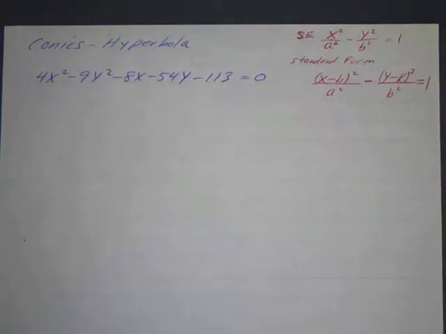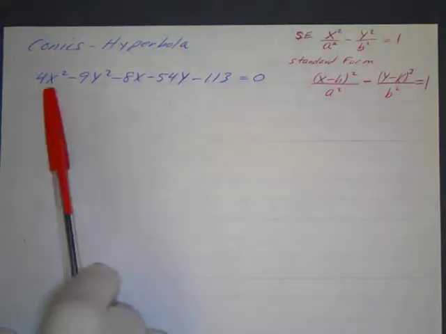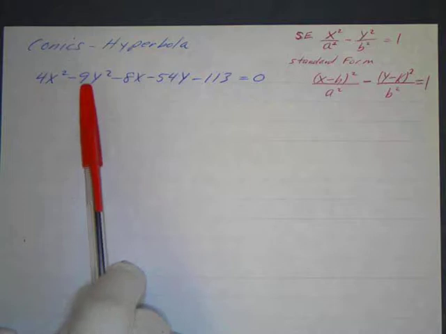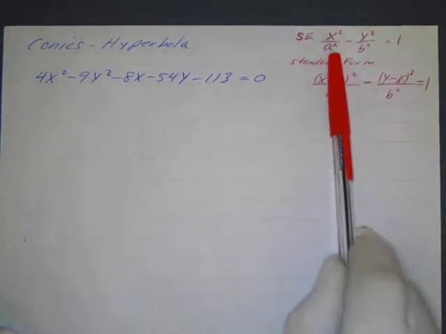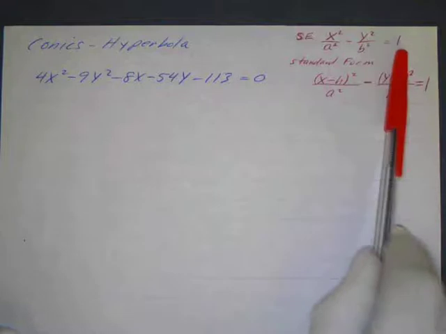Okay, so this is a hyperbola we're going to be graphing, and we want to get it in what we would call our standard form. Since the x squared term is positive and the y squared term is negative, we know it's going to be of this form: x squared over a squared minus y squared over b squared equals 1.